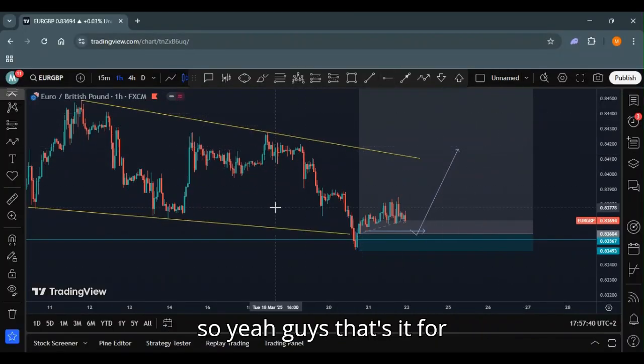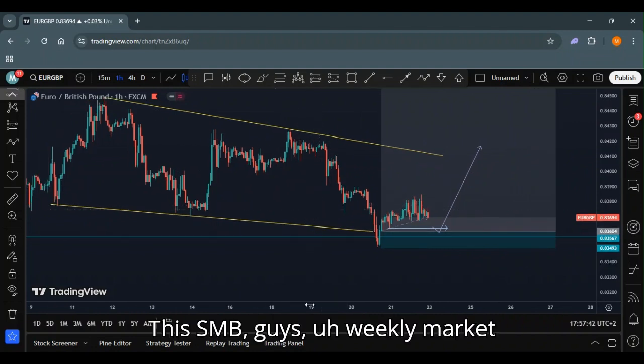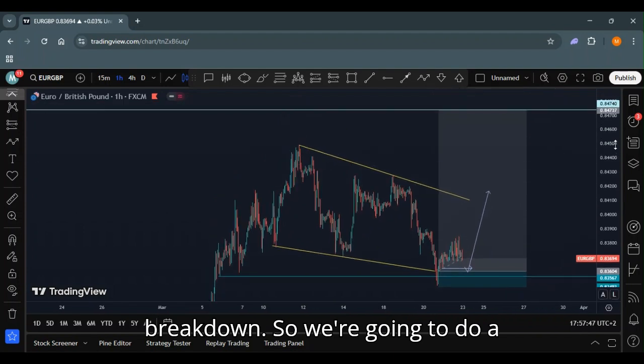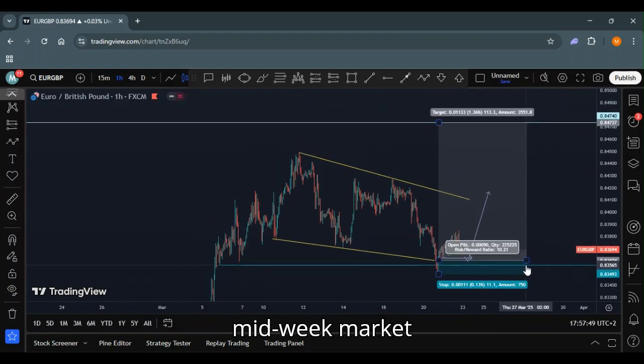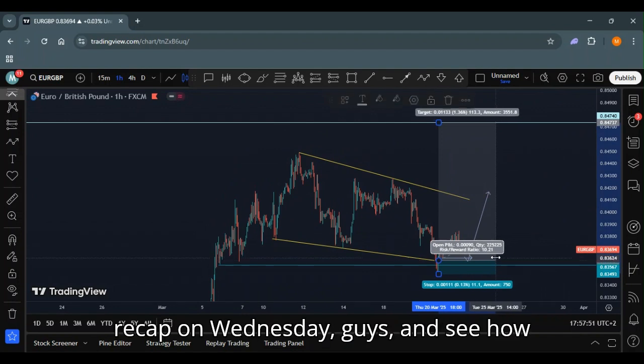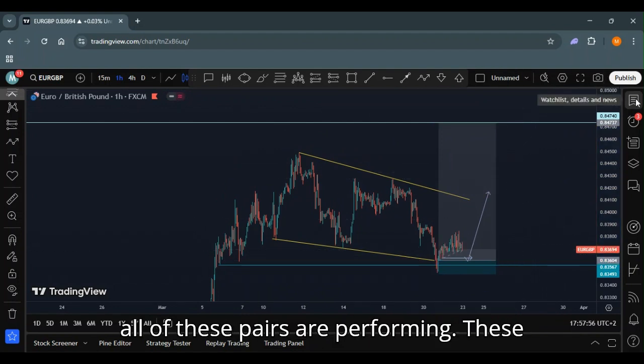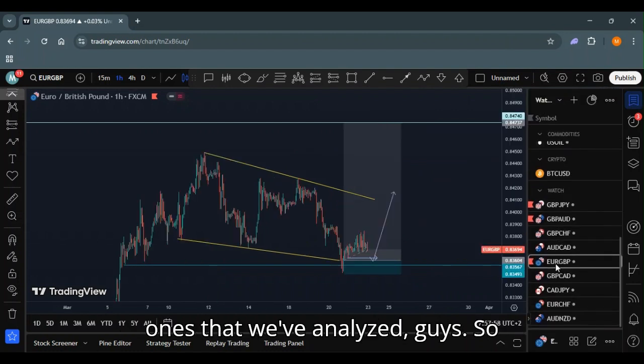So yeah, guys, that's it for this SMB weekly market breakdown. We're gonna do a midweek market recap on Wednesday, guys, and see how all of these pairs are performing, these ones that we've analyzed, guys.